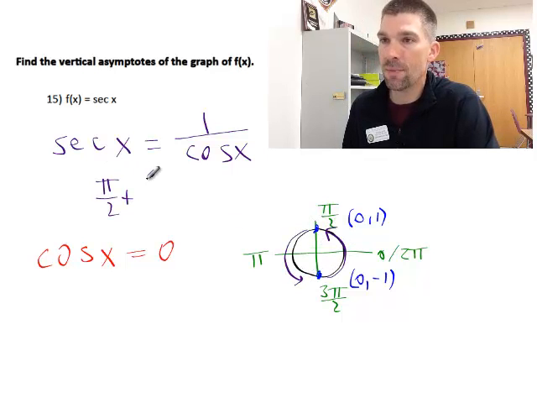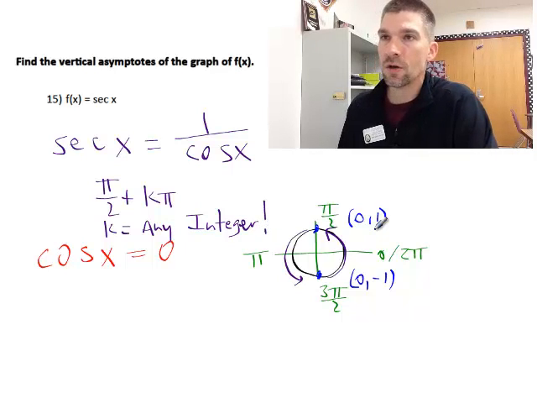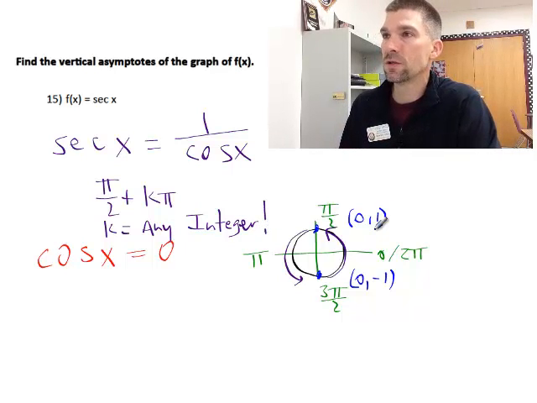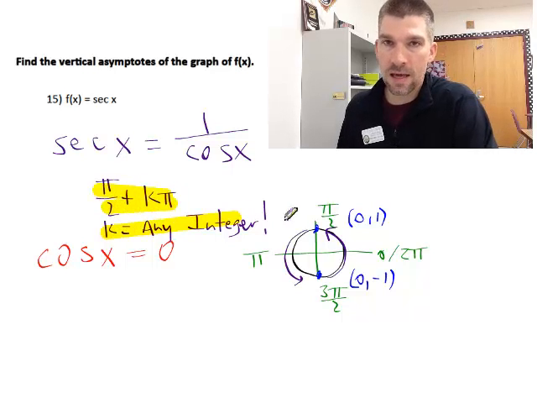So where does that happen? At pi over 2 plus k pi radians. And what is k? k is any integer. So where are our vertical asymptotes for this function? Right here, at all these pi over 2s plus k pi units.